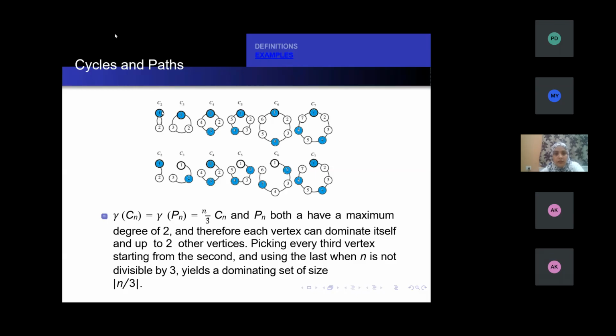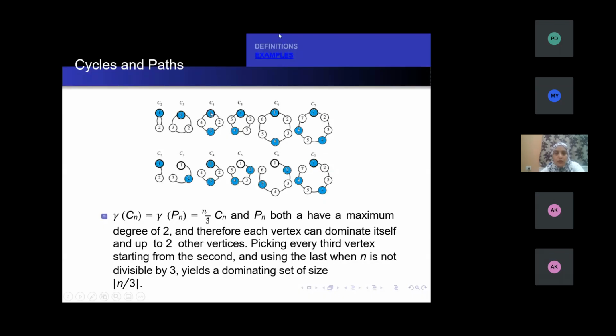In the cycle C3 graph, we can see that 1, 2 and 3 are connected to each other. All 3 are connected to each other. If we take any of the vertices, it dominates 3 as well as 2. So again for C3, the domination number will be 1. Why? Because the number of vertices in the dominating set is 1. So the domination number is 1.